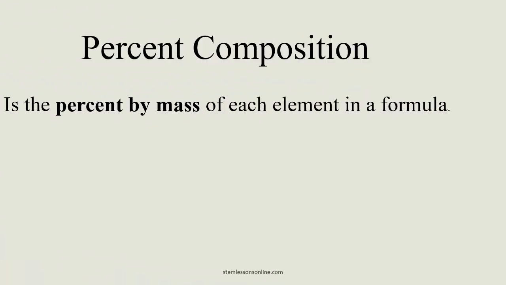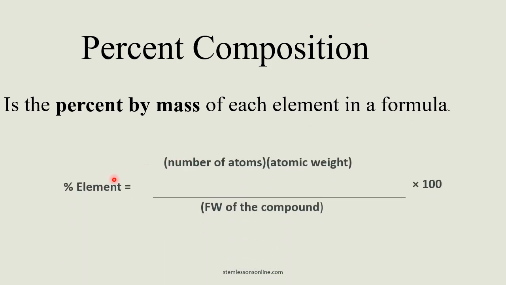First, let me explain how to calculate the percent composition. When chemists work with a new or unknown compound, one method they use to determine the chemical formula is to determine the percent composition. Let us see how this percent composition is calculated with the formula here, which is: percent of element equals the number of atoms of that element in the compound times the atomic weight of that element, divided by the formula weight of the compound, that is the molecular formula, and times 100.